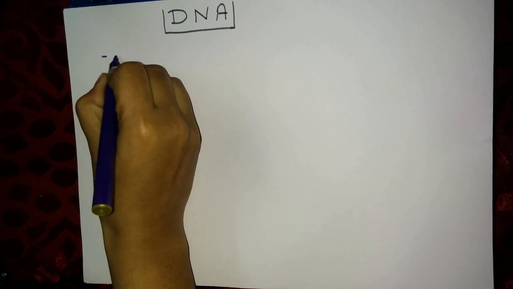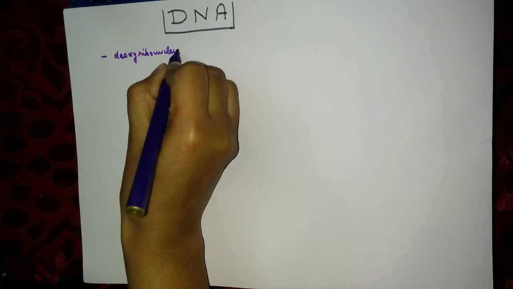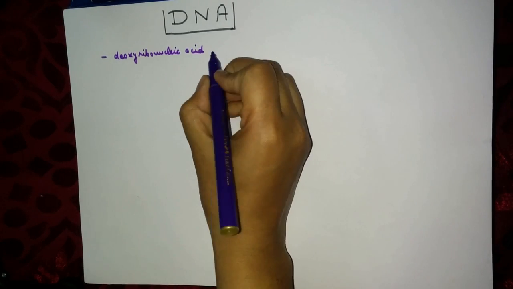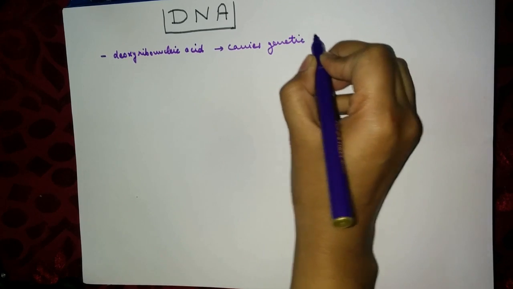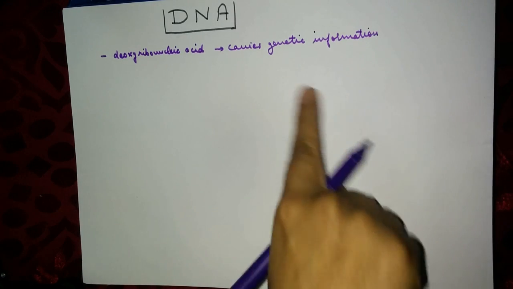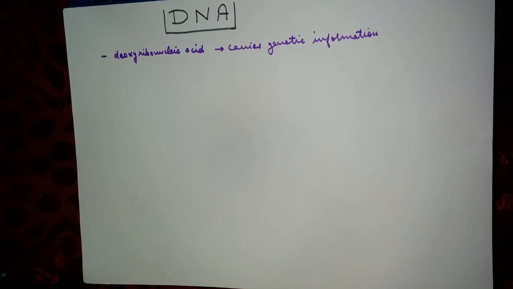In this video, we are going to understand what DNA is and what its structure looks like. So DNA stands for deoxyribonucleic acid, and it is the molecule that carries most of the genetic information. This genetic information is required for the development, functioning, and reproduction of individuals.